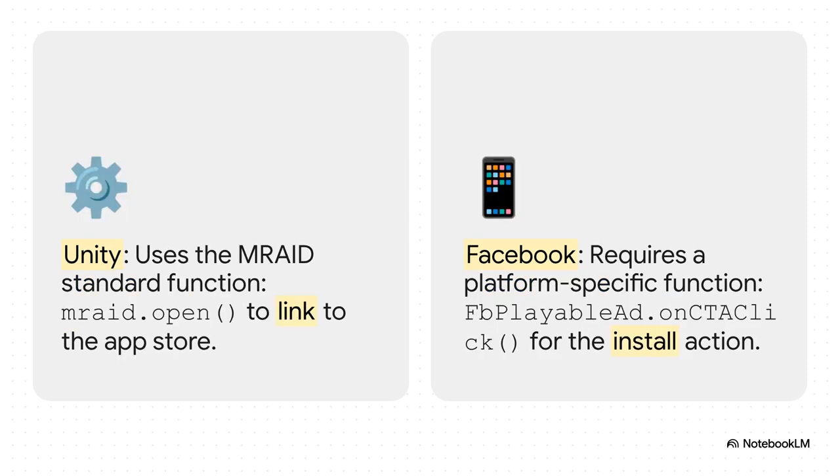Now, that MRAID problem directly affects the single most important part of your ad, that big, shiny Install Now button. On Unity, you use the standard MRAID function, mraid.open, to link to the App Store. Simple enough. But on Facebook, you have to use their own special proprietary code, the FbPlayableAd.onCTAClick function. The bottom line here is simple. If you use the wrong code, your button does nothing. It's a dead link. And all that money you're spending on the ad, poof, wasted.